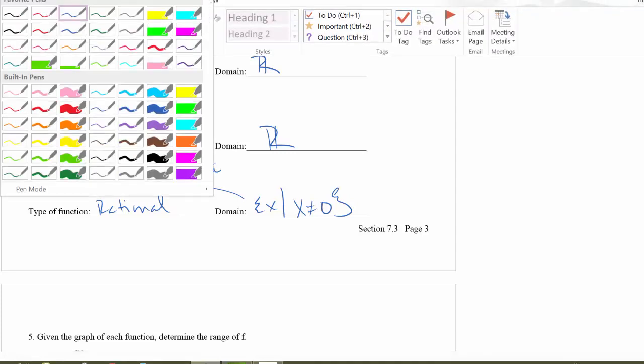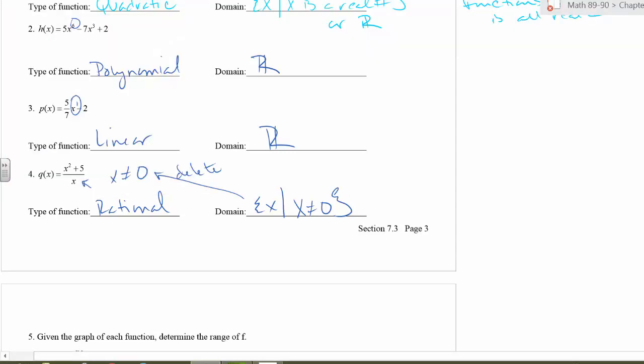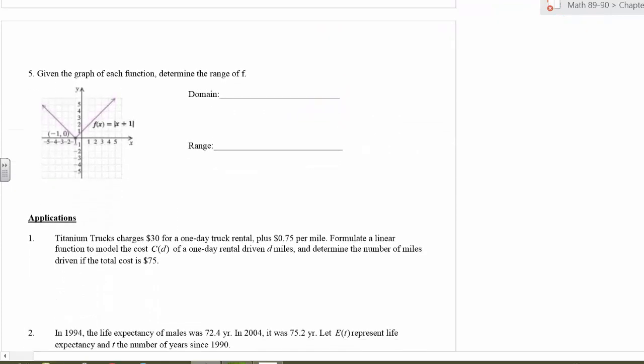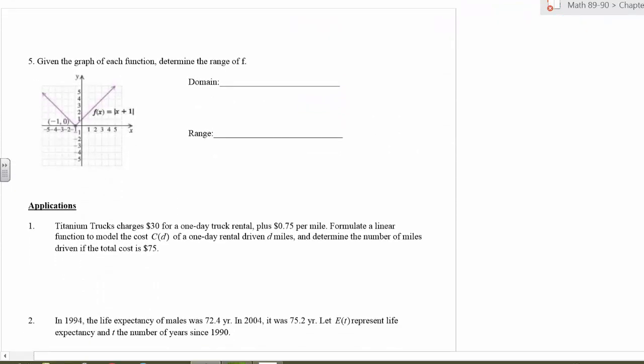So let me switch colors again. And let's look at our last page here. Given the graph of each function, determine the range of f. So here we have to have the graph to be able to answer this question, because range from just the function is really hard because it's all the outputs, and that's hard to see when you just have the equation.